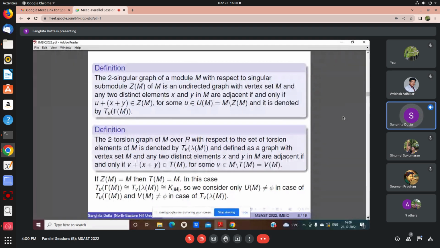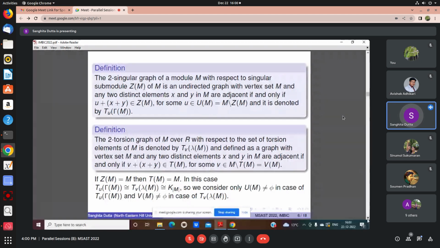If Z(M) is equal to M, then we have T(M) equal to M, and in this case the graphs are isomorphic to the complete graph of cardinality |M|. So we consider here only U(M) non-empty in the case of T_u Gamma(M), and B(M) non-empty in the case of T_b Gamma(M).